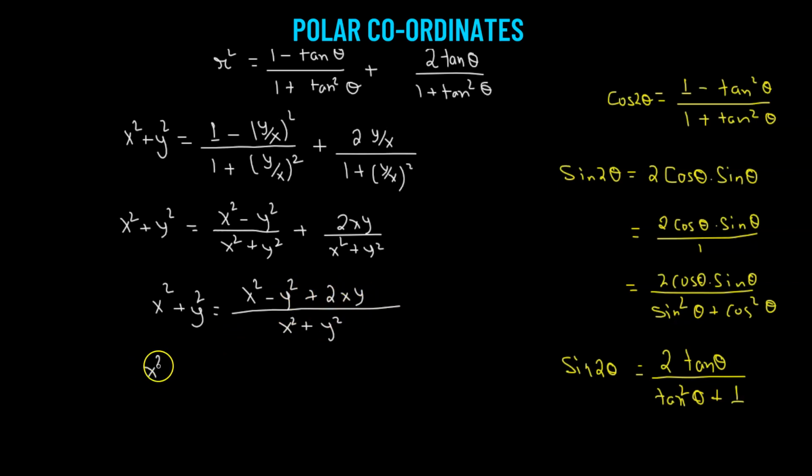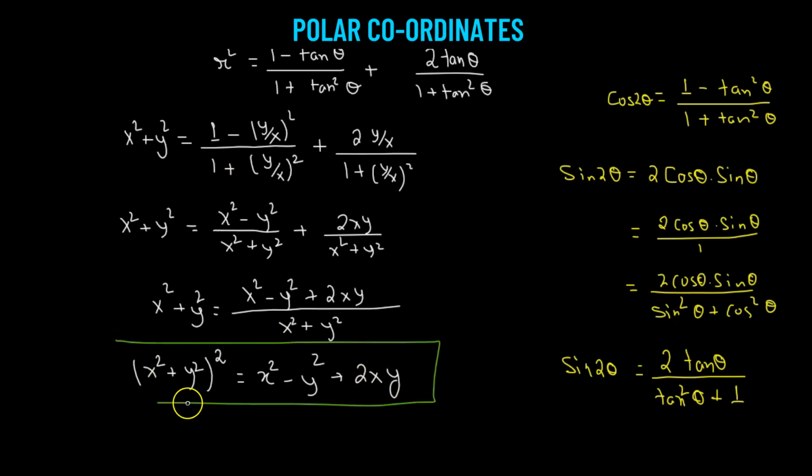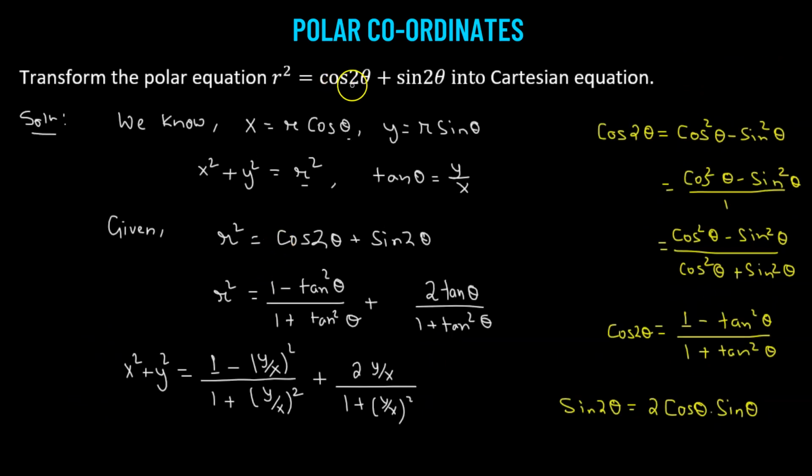Now, we can cross multiply. We get x squared plus y squared whole squared, and this will be equal to x squared minus y squared plus 2 times xy. So this is going to be the Cartesian equivalent of our original polar equation, which was r squared equals cosine 2 theta plus sine 2 theta.